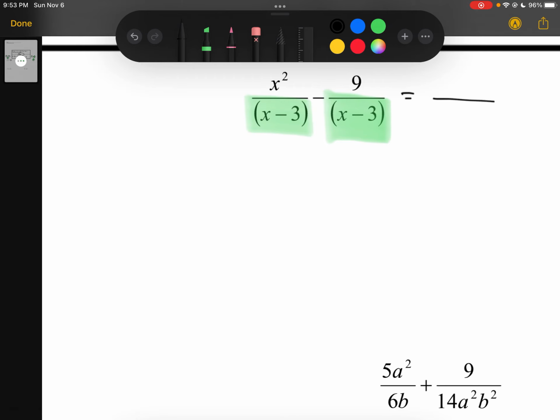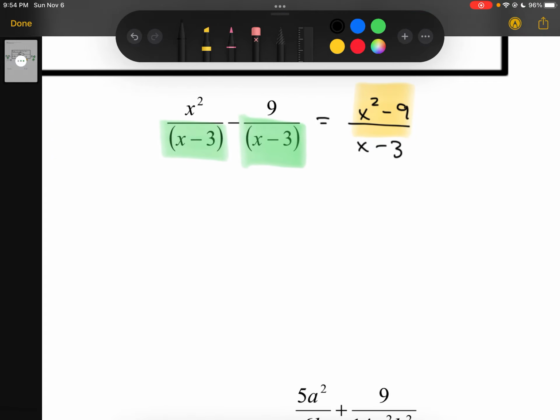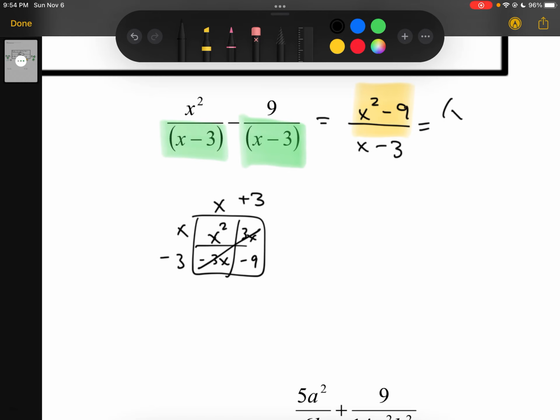Similarly, for the next one, if there's multiple things on the bottom, that's okay. We just have to make sure that they're the same. So in this case, x minus 3 is the same. So what that allows us to do is, again, take a look at the top, x squared minus 9, and put it together like so. Now the key here, though, is we have to be mindful, can we factor further? So something like x squared minus 9, if we were to put that into a box, what that's going to allow us to do is to get positive 3 and negative 3. Our diagonal cancels, and we get x squared minus 9.